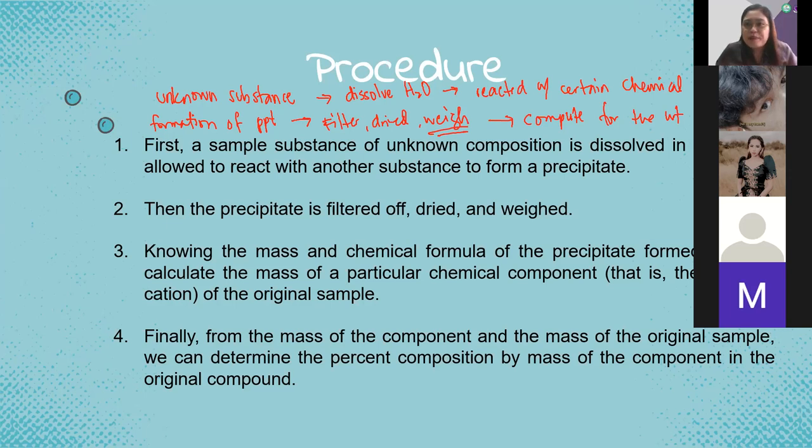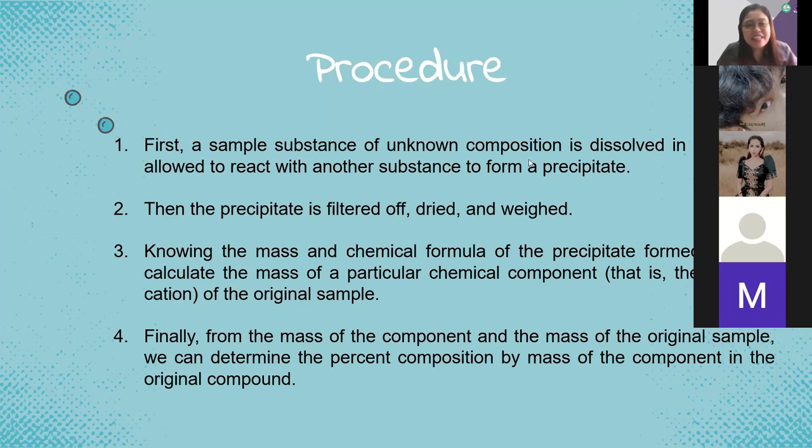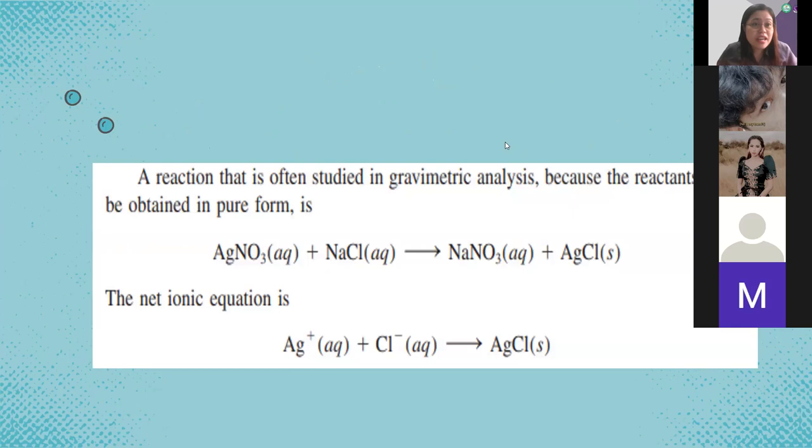So, please be ready with your calculator also and your periodic table, because itong gravimetric analysis is also a computation na process. So, bibigyan ko kayo ng example for the gravimetric analysis. So, example here is the silver nitrate. Example, alam talaga natin na silver nitrate siya. Kasi yung case kanina sa procedure, unknown. So, this should be the unknown.